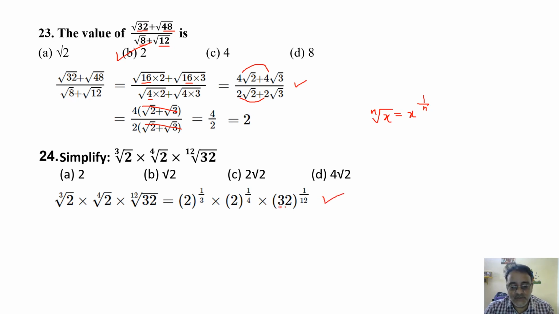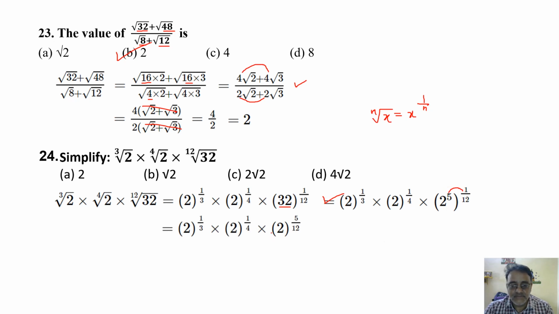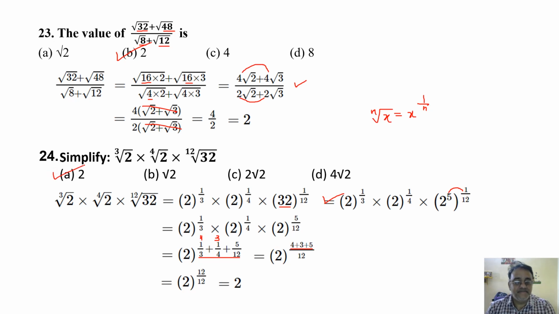Right. Now 32 we can write 2 to the power 5. So ये हो जाएगा 5 upon 12 next step में. अब सबका बेस सेम है तो पावर्स को हम लोग ऐड करेंगे. Right? See, the LCM of all these 3 is 12. So यहाँ पे 4 आ जाएगा, यहाँ पे 3 हो जाएगा और यहाँ पे 5. That is 4 plus 3 plus 5 upon 12. So the sum of all these is 12. 12 by 12 is 1 and 2 to the power 1 is 2. Right? And the final answer is option A.